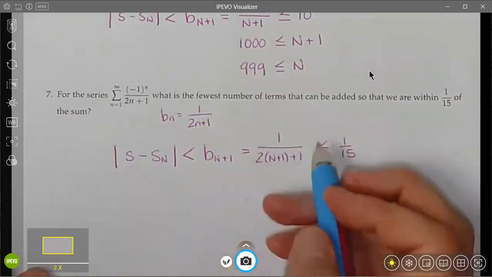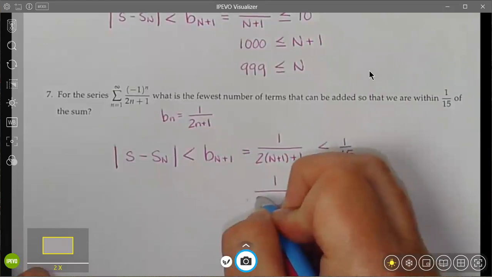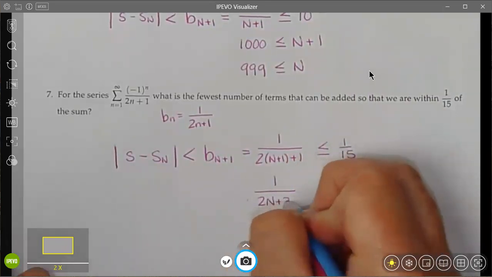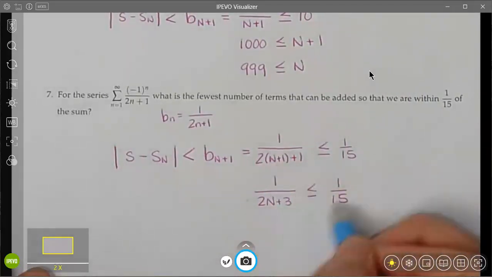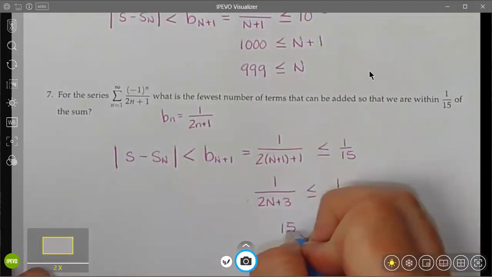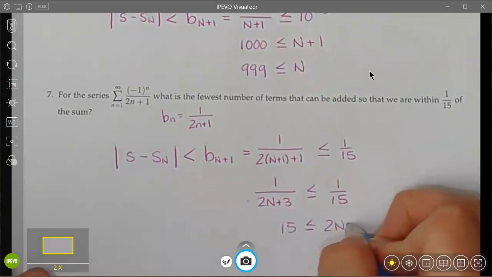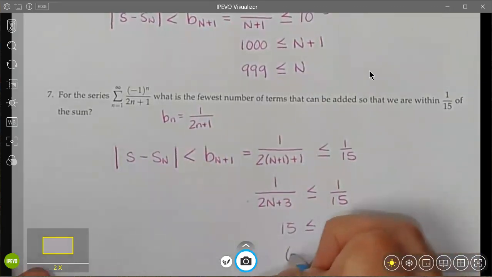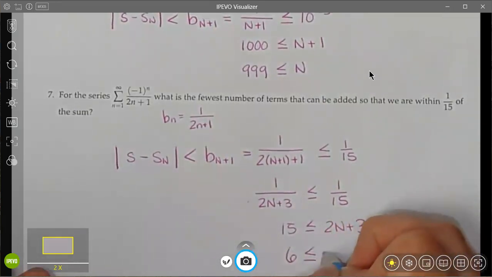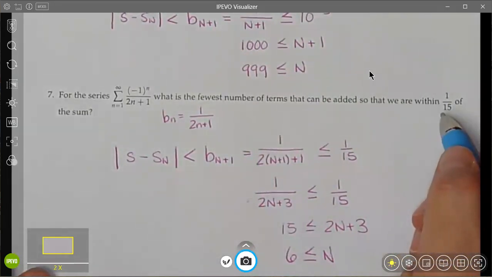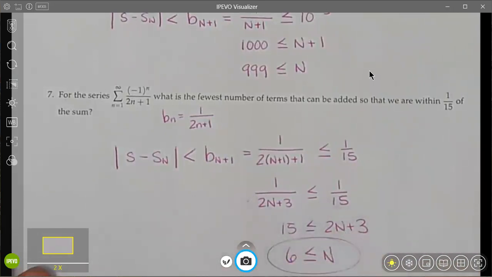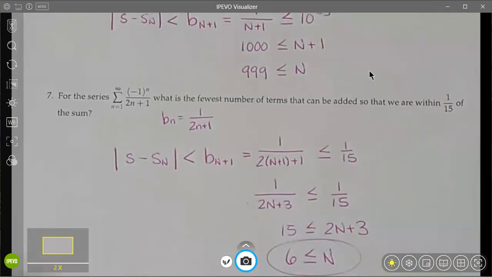So I'll simplify this. This gives me 1 over 2n plus 3 is less than or equal to 1 over 15. If I cross multiply, I get 15 is less than or equal to 2n plus 3. If I solve that, that gives me 6 is less than or equal to n. So if I want to be within 1/15 of the true sum, I need to pick an n that is at least 6 or bigger. All right, so that is how we use the alternating series estimation theorem.